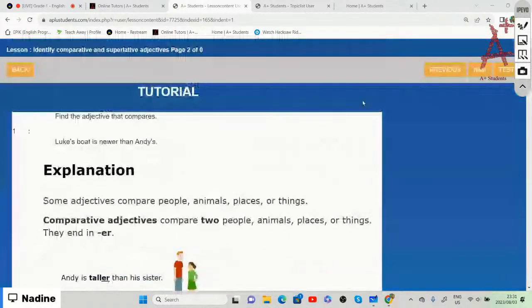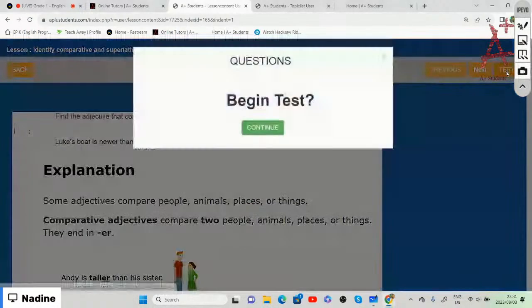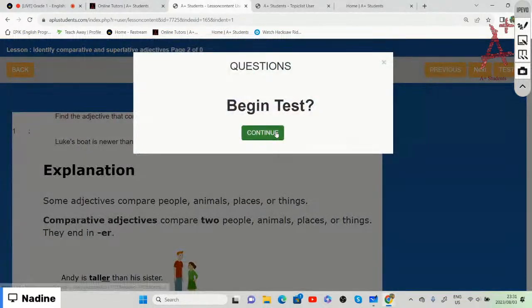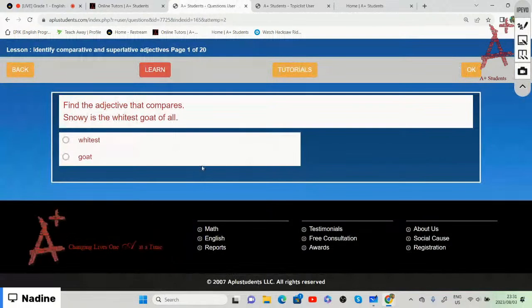All right. Now we're going to do a test, right? Based on comparative and superlative adjectives. We need to find the adjective that compares, right? Snowy is the whitest goat of all. So Snowy is the whitest goat of all. We need to select the adjective that compares. So is it whitest, which is the first option, or is it goat? We need to choose between whitest or goat.